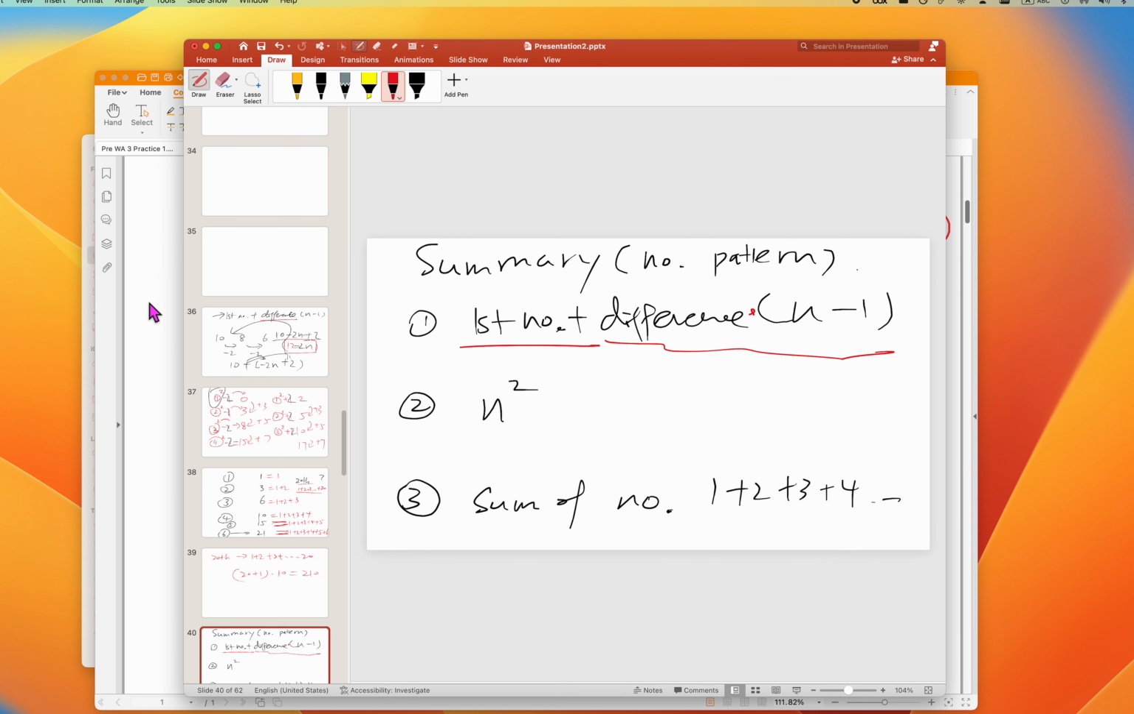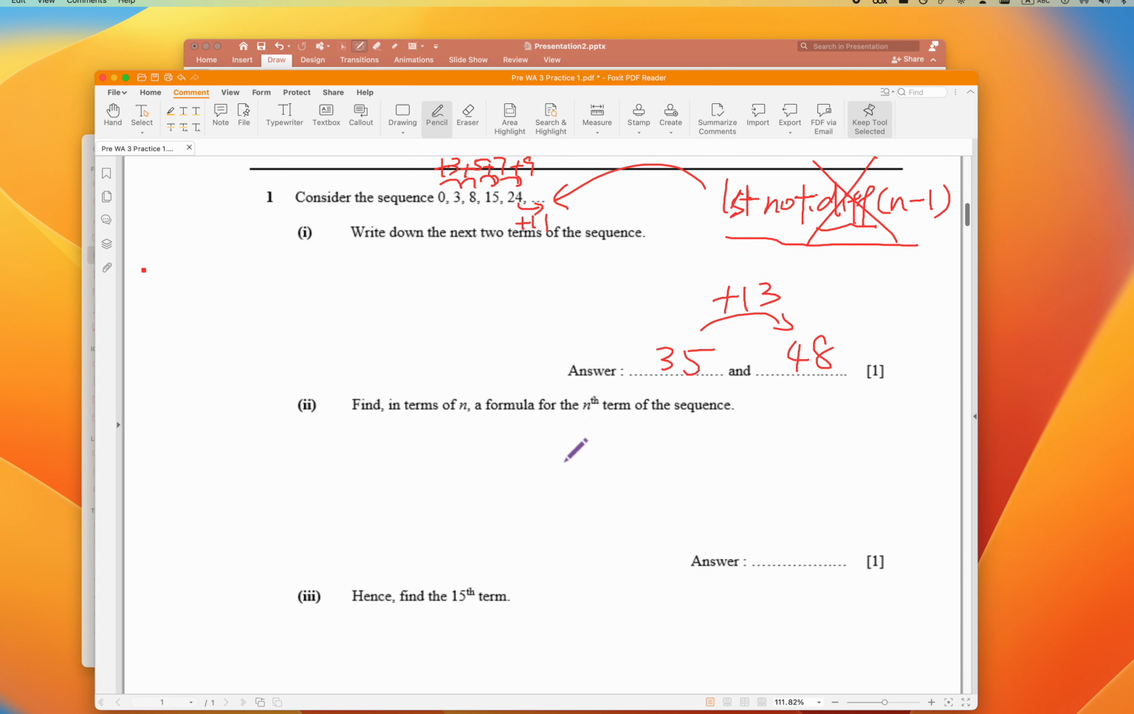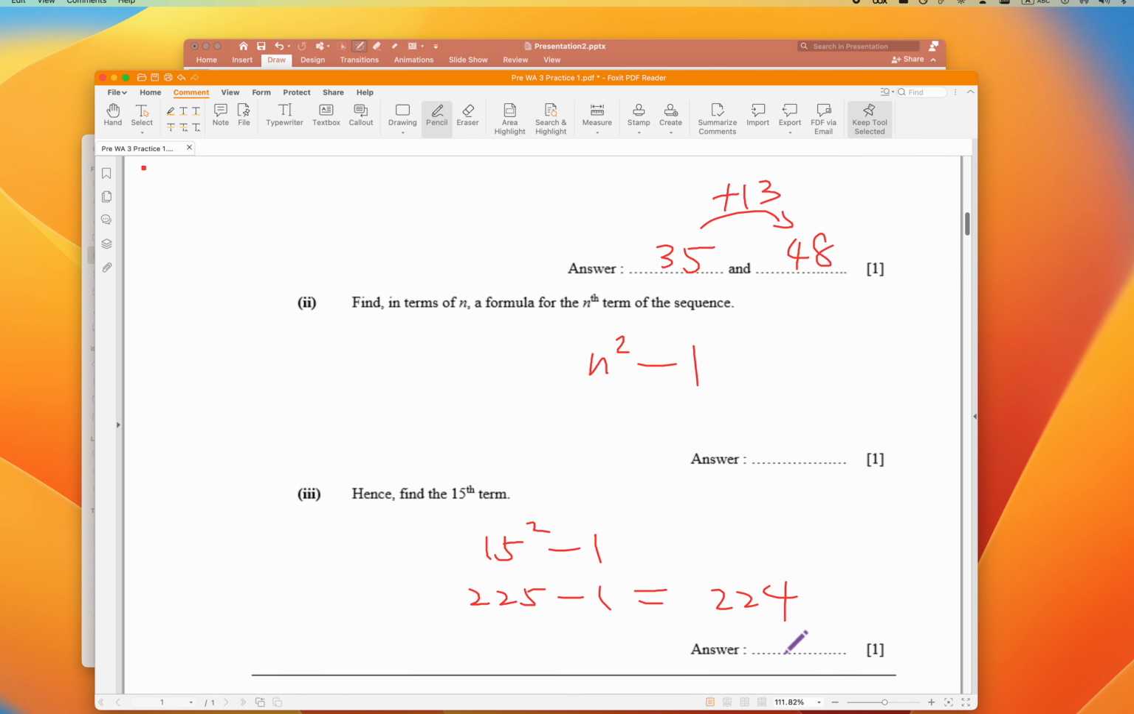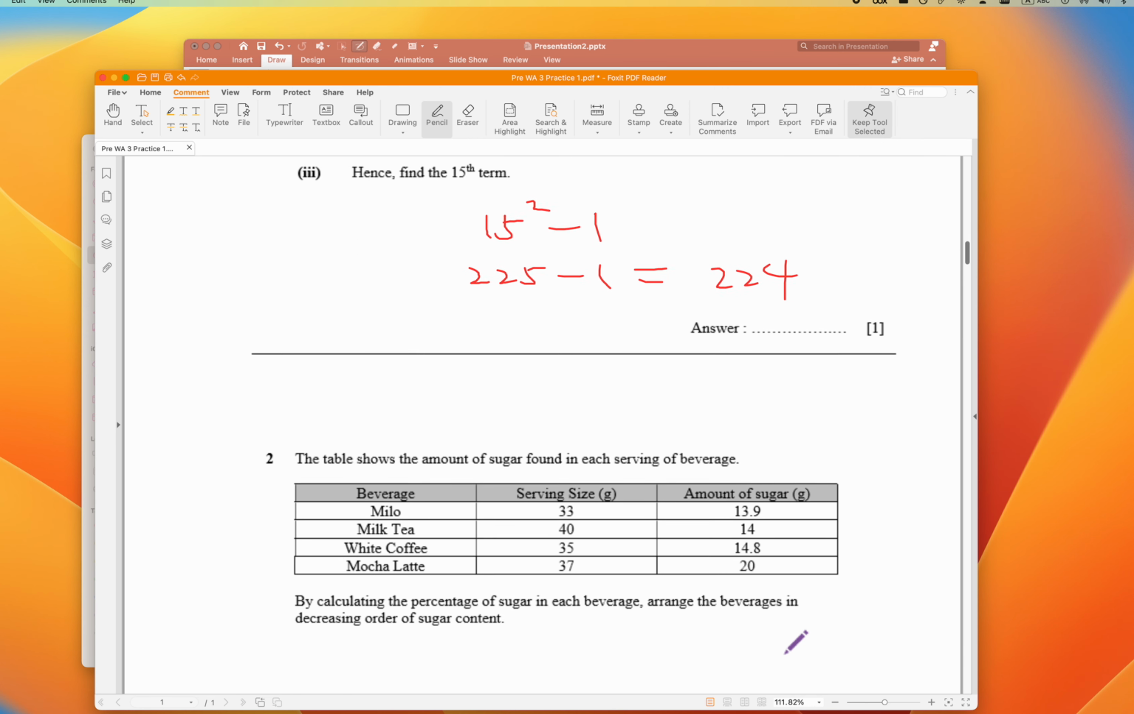Okay, next question. Like you say, it is n square minus 1, right? So therefore this is 15 square minus 1. 15 square is 225, so minus 1 is 224. Pretty easy. The first question, very simple.